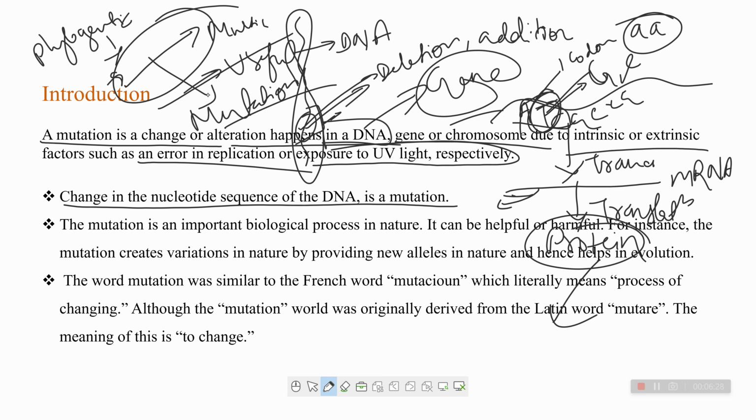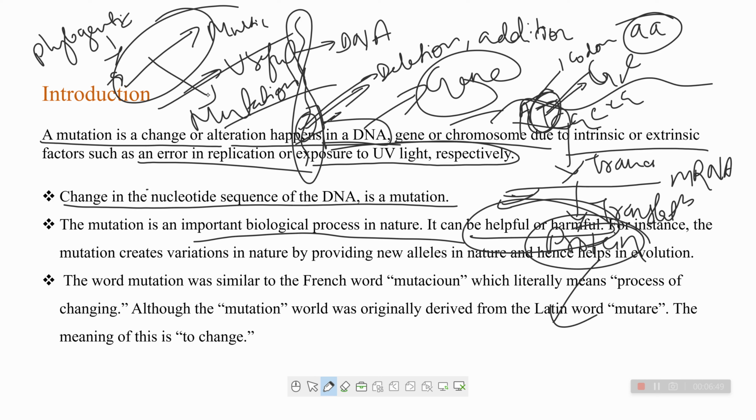So there are both harmful and useful properties through mutation. Okay? Mutation is an important biological process in nature. It can be helpful or harmful. Helpful, you know. How does it act as harmful?